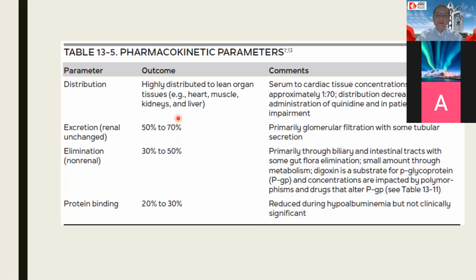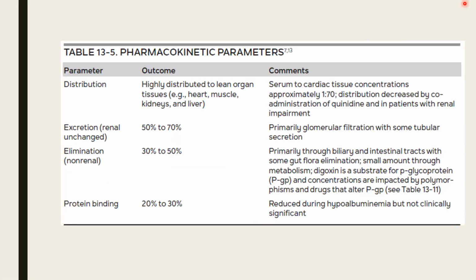Now, for the pharmacokinetic parameter, the distribution: it is highly distributed to lean organ tissues, like heart, muscle, kidneys, and liver. In fact, digoxin's mechanism of action will be in the muscle, especially heart muscle, because we want it to affect the contraction of the heart. So it has to be highly distributed. So if it is highly distributed, it means that it will have a high VD.